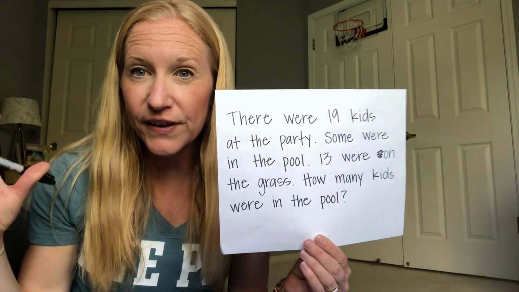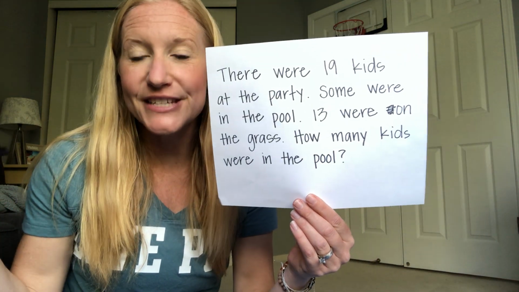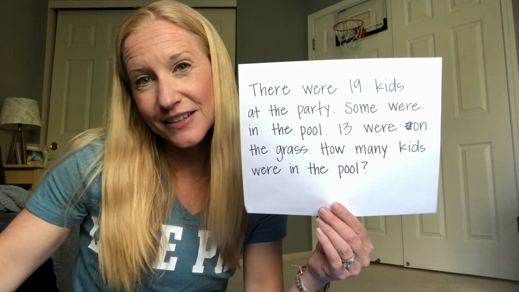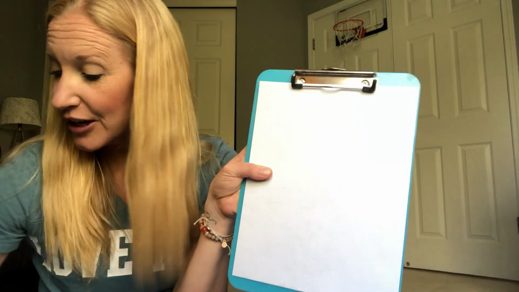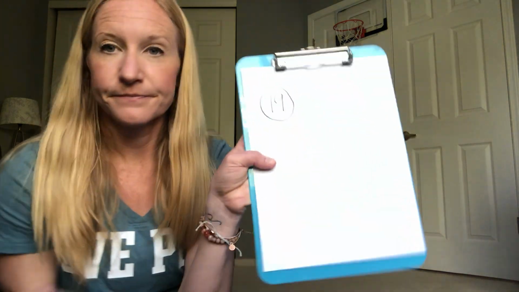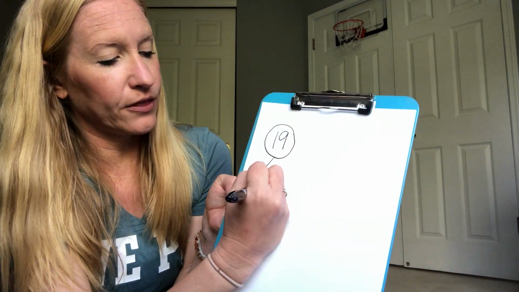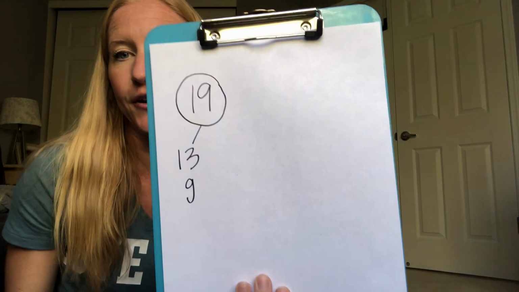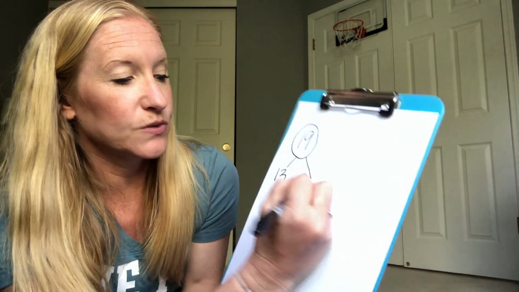So you've got to make that movie in your head. There's 19 kids at this party and 13 are on the grass. So we need to figure out how many are in the pool. So we're missing a part again. So again, if I get my piece of paper, and I know that there were 19 kids at the party, so that's my whole, right? And I know that it said 13 were on the grass. So I'm gonna put my G under there for grass. But I need to figure out my sum, which is how many kids were in the pool.